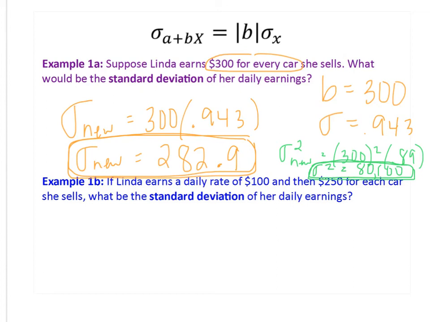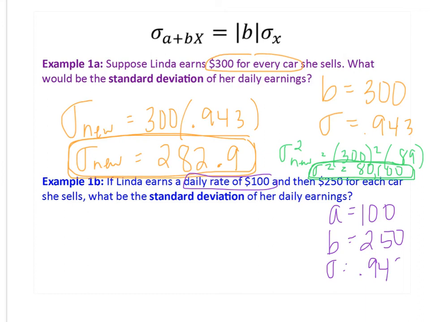Example 1b says, if Linda earns a daily rate of $100 and then $250 for each car she sells, what will the standard deviation be? Well, we said daily rate, that's my A, so A is 100, B is 250, and then the old standard deviation was 0.943.